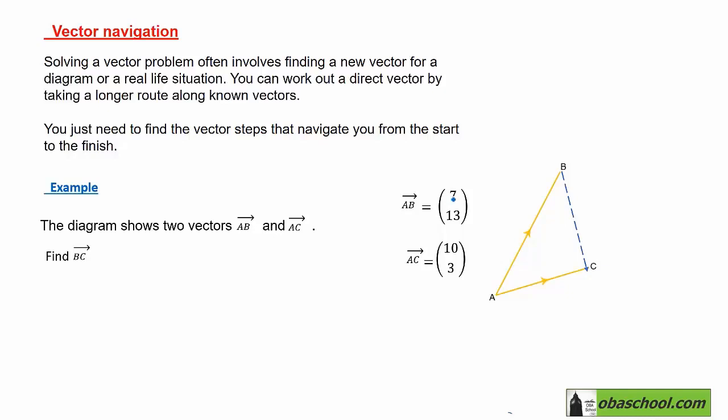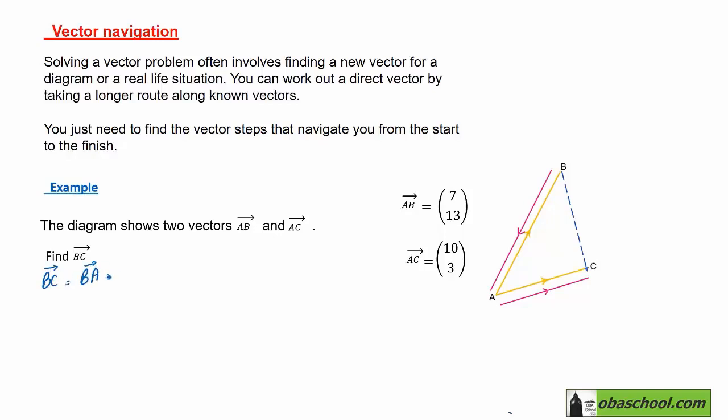We want to find vector BC. So our start point is B and the end point is C. So we go from B to A and then from A to C, and there we have our new vector BC. But one point that I would like to point out is that vector BA is not the same as vector AB since it has the opposite direction.